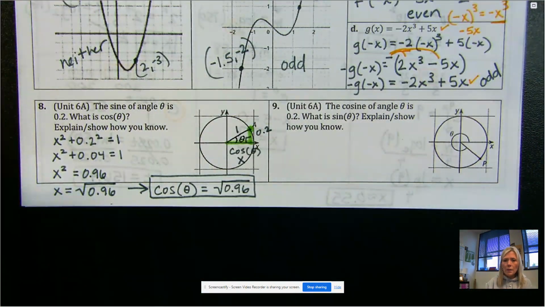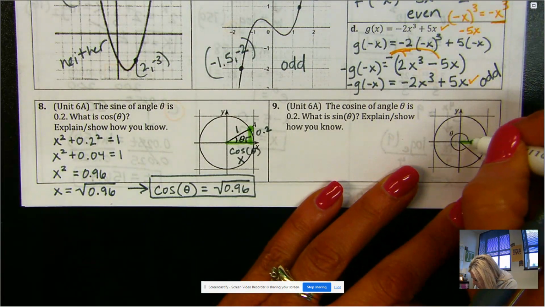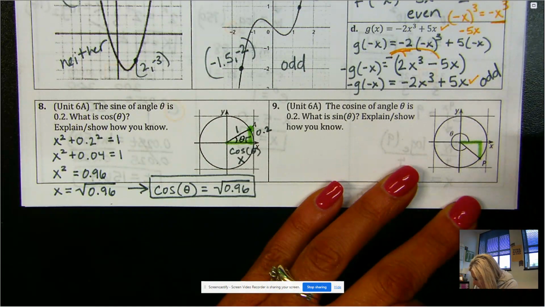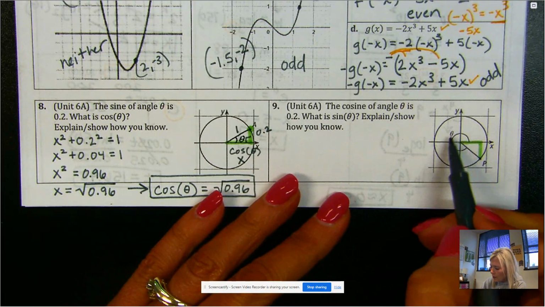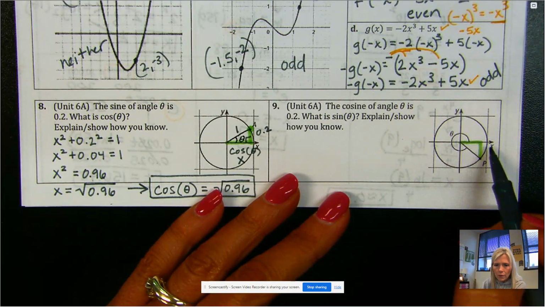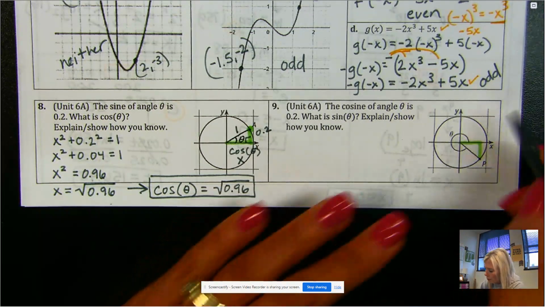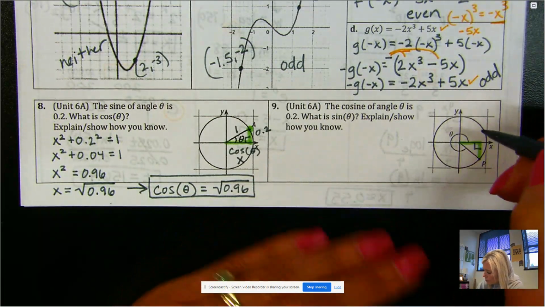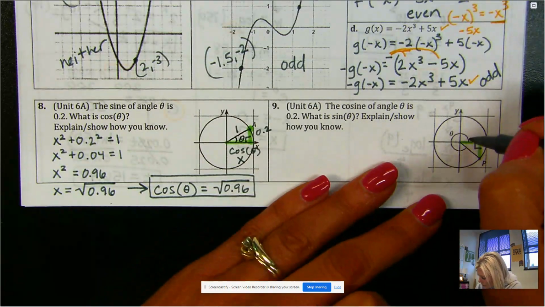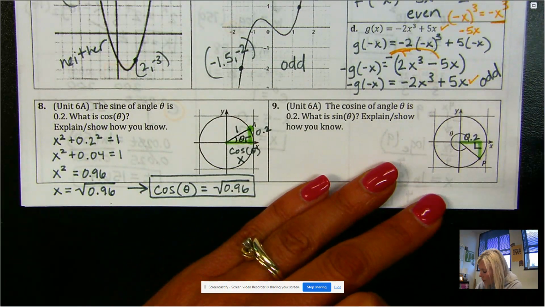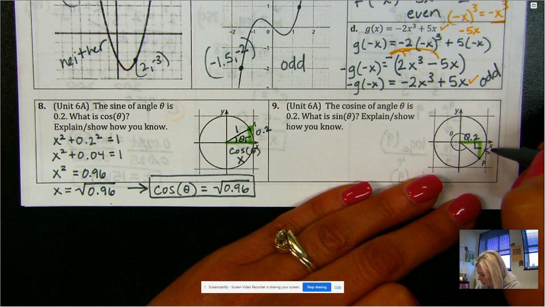The next one's really similar. This time we're given the cosine of the angle. So again, here's our right triangle. Take it down to point P. Even though the angle is all of this, this is the right triangle we can use to figure it out because that's where the point is. Okay? And so it tells us the cosine of angle theta is 0.2. So this x distance is 0.2. Now we're trying to find the sine of theta.